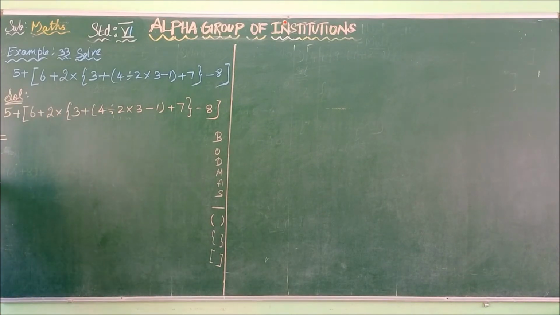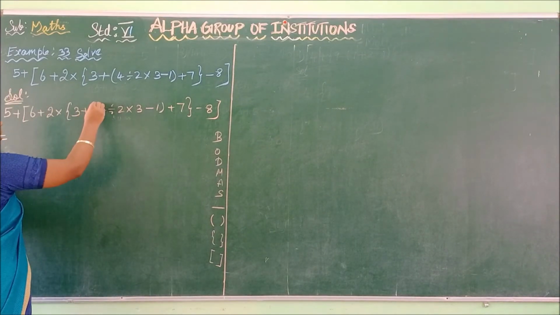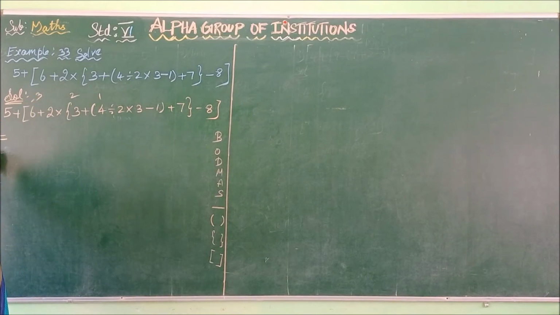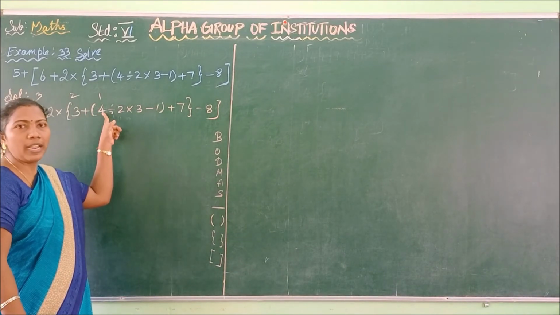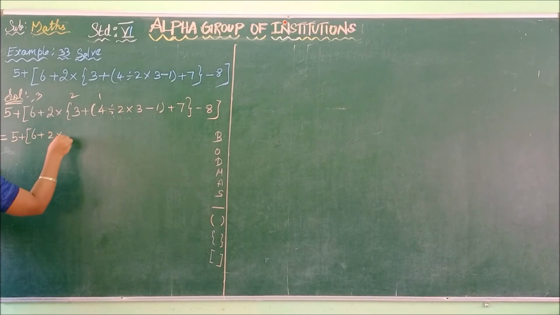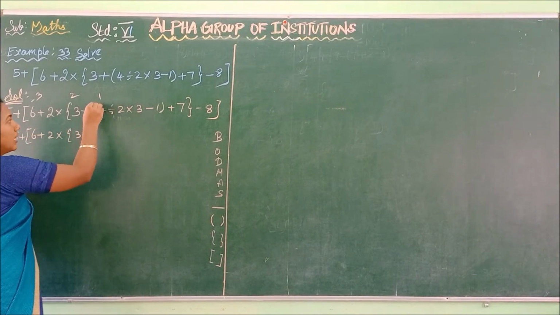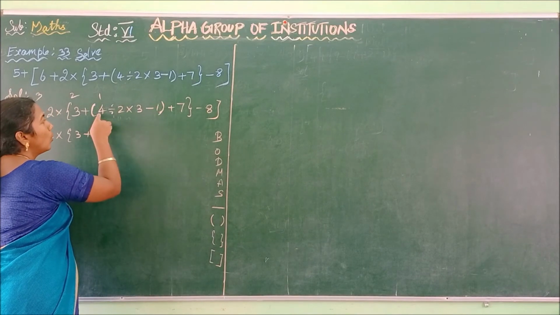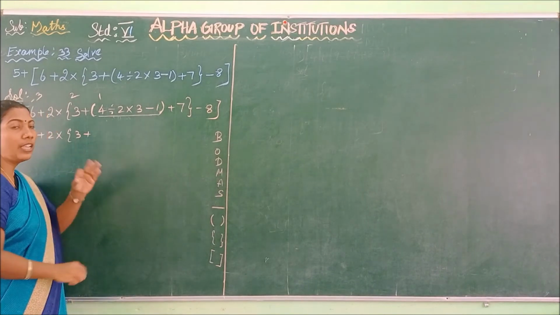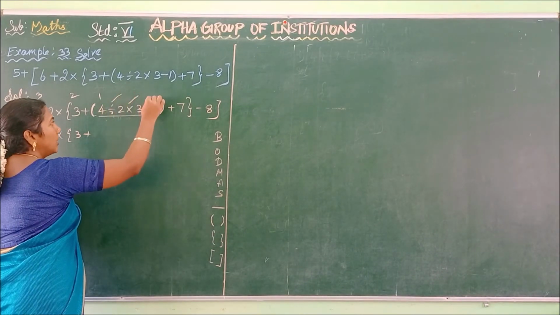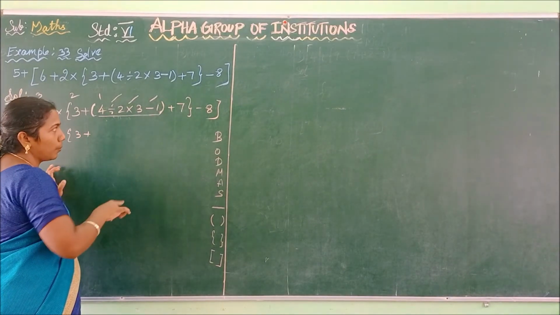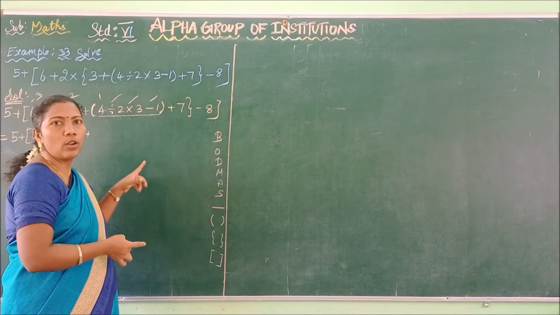See here children, how many types of bracket do we have here? Simple bracket, curly bracket and then square bracket. So first you have to evaluate the simple bracket. Okay, so write the remaining numbers as they are: 6 plus 2 into 3 plus. Inside the simple bracket, we have 4 divided by 2 into 3 minus 1. This expression contains three operations: division, multiplication, subtraction. To evaluate these numbers, once again we have to follow the BODMAS rule.